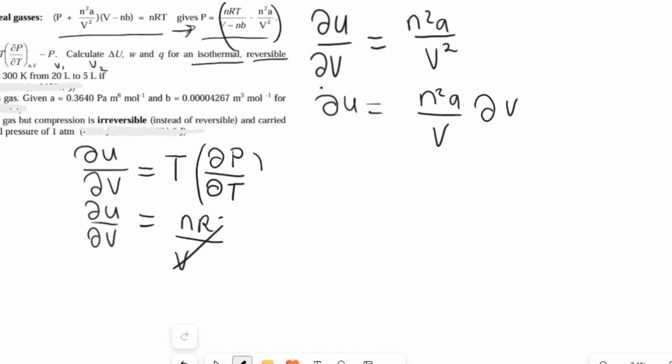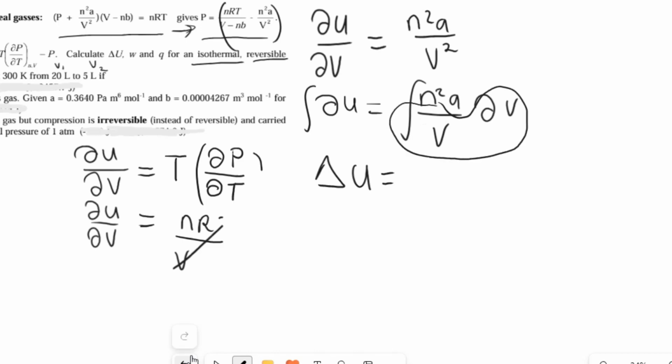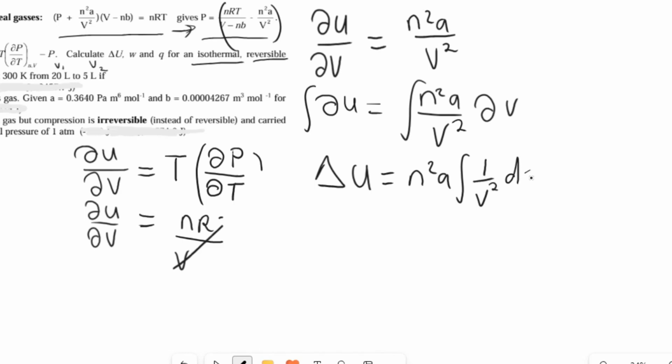Then after getting this, we want now to integrate both sides. We integrate both sides, and then we get what here? The answer for that one, we wrote it first before we wrote this identity. The answer for this one is delta U. And this is equal to, take n squared a outside. They are constants. They have got nothing to do with the integral and the dV. Then we take them out. N squared a, the integral of 1 over V. I'm sorry, this is supposed to be V squared there. V squared dV.